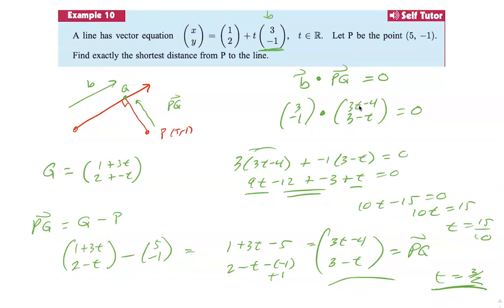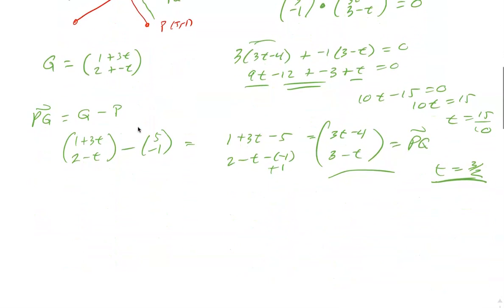But the thing is, that's not a distance. 3/2 is like the time it takes for you to hit the shortest distance. That's how long we've been going on this path to get to the shortest distance. What's the actual shortest distance? Well, the shortest distance would be the magnitude of PQ. So what is PQ? It's this guy, but now we know what t is, 3/2.